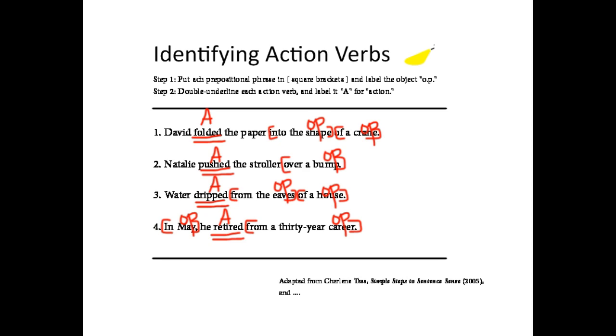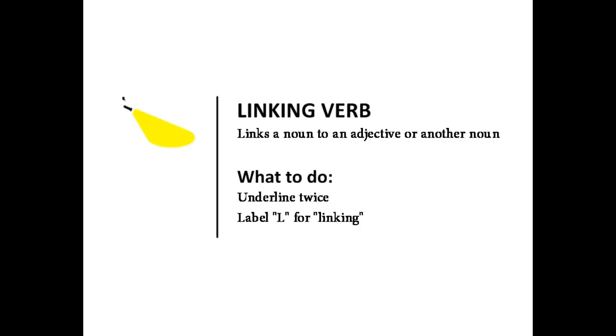We don't have any mental actions, but it doesn't mean that there aren't any in the world, right? Some action verbs are about how you think and feel, not what you do with your body. So that should have been easy enough. Let's move on to the second kind of main verb, which is the linking verb.